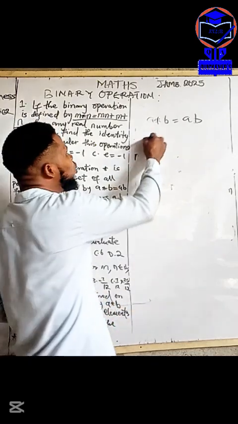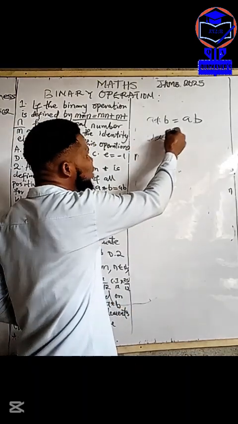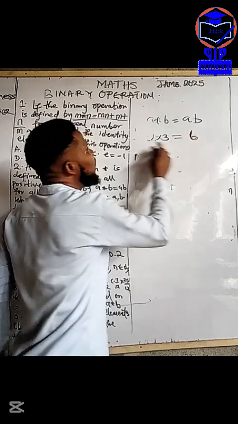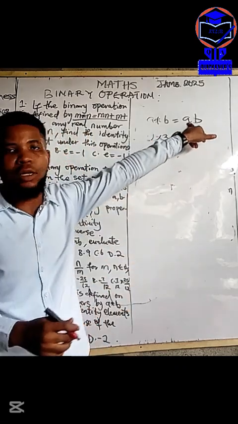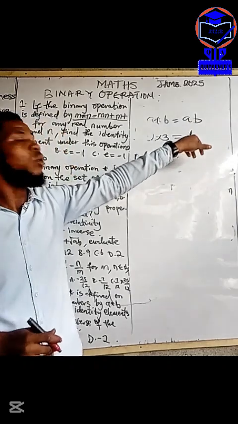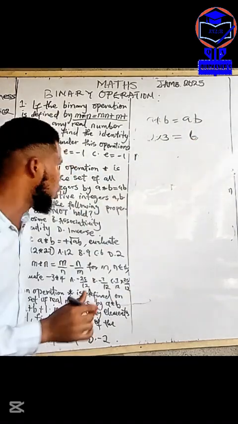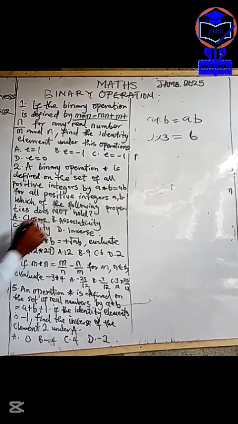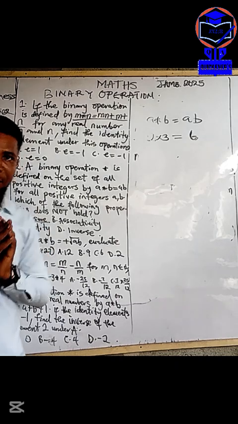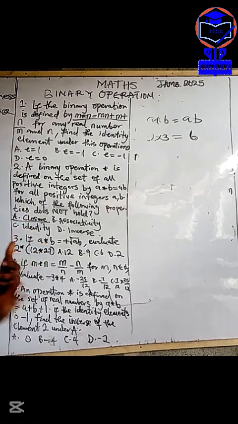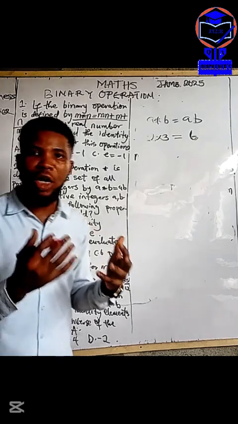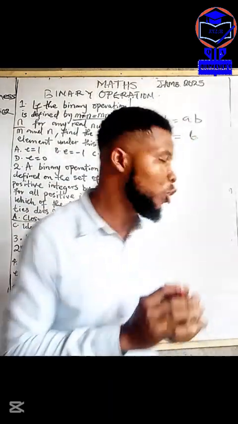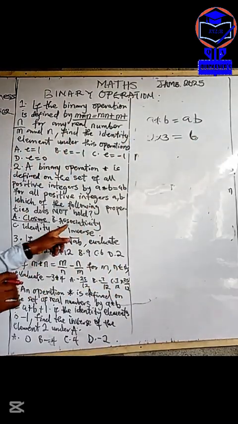Yes. If we have 2 times 3, that will be 6. For every positive number that we put to operate under this operation, we're going to get a positive integer. So it is a closure property. Do you understand that? So multiplication is closed under this operation. Not every operation is closed. Now, let's move to the next one.